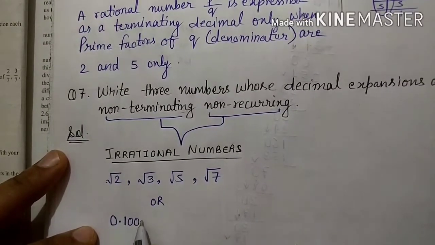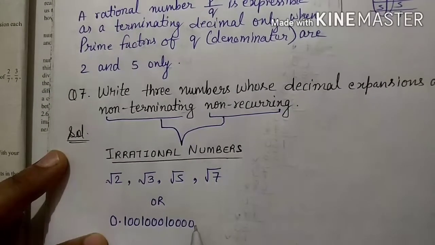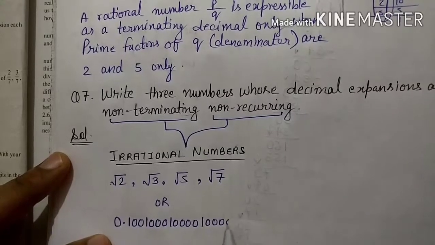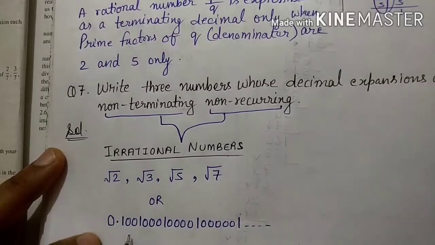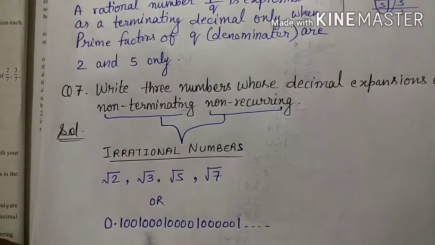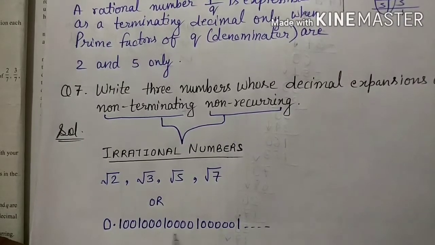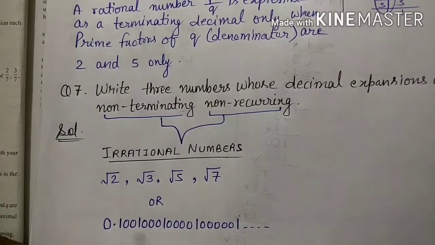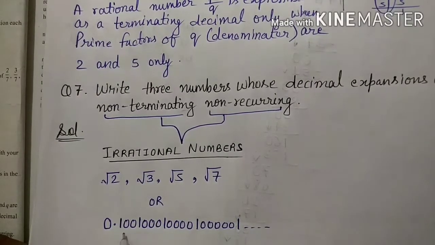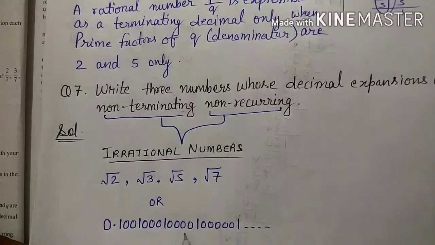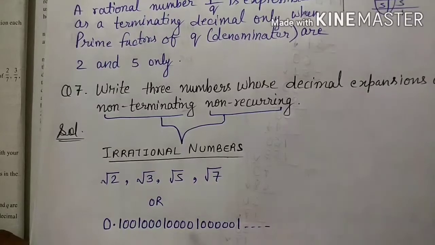So we can say 0.101001000100001 and so on. As you can see here, don't say that 1 is repeating here. No. See, after the first 1 there are two zeros, after the next 1 there are three zeros, then four zeros. So it is not repeating after a fixed number of digits. Here 2 zeros, here 3 zeros, here 4 zeros, so it is not a repeating decimal, nor is it terminating. So it is an example of an irrational number.